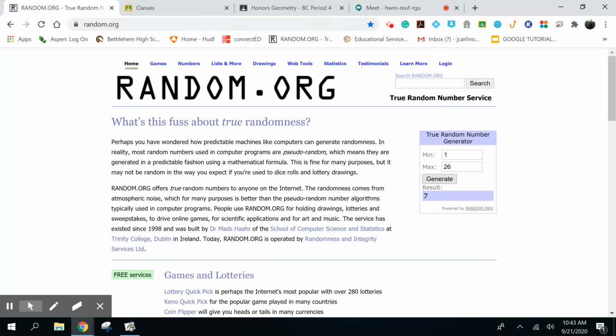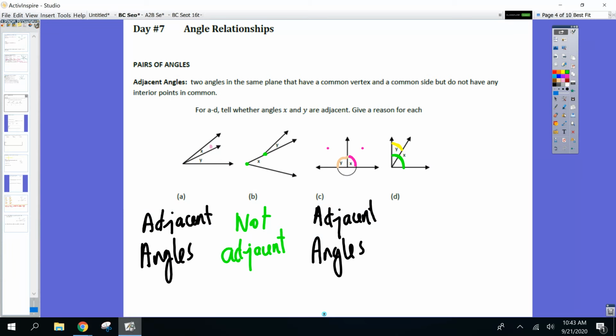St. John, ready? Do they have a common vertex? Yeah, yep. Do they share a common side? Yeah. Yep. Okay, here we go now. Here's where you got to be careful. Could I put a point in one angle that's in the other? I think so. Yeah, you can.